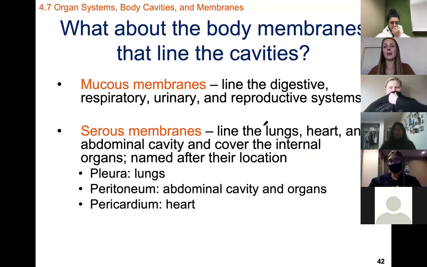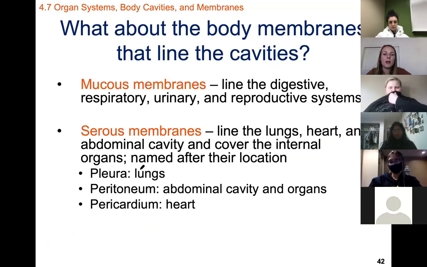So what about the body membranes that line the cavities? We have all those different cavities, and what are those cavities made of? They're made up of a couple of different membranes. Mucous membranes line the digestive, respiratory, urinary, and reproductive systems. Then you have the serous membranes that line the lungs, heart, and abdominal cavity, and cover the internal organs. They're most likely named after the location.